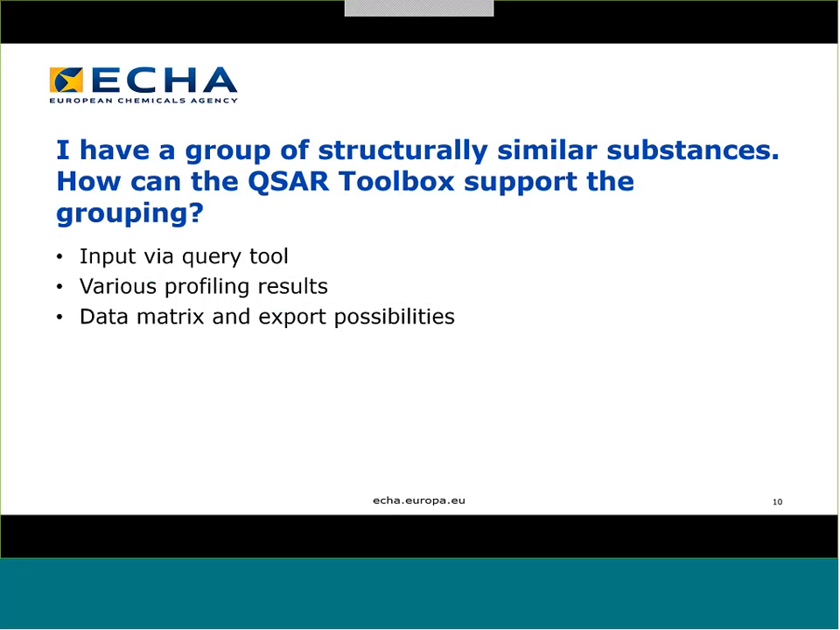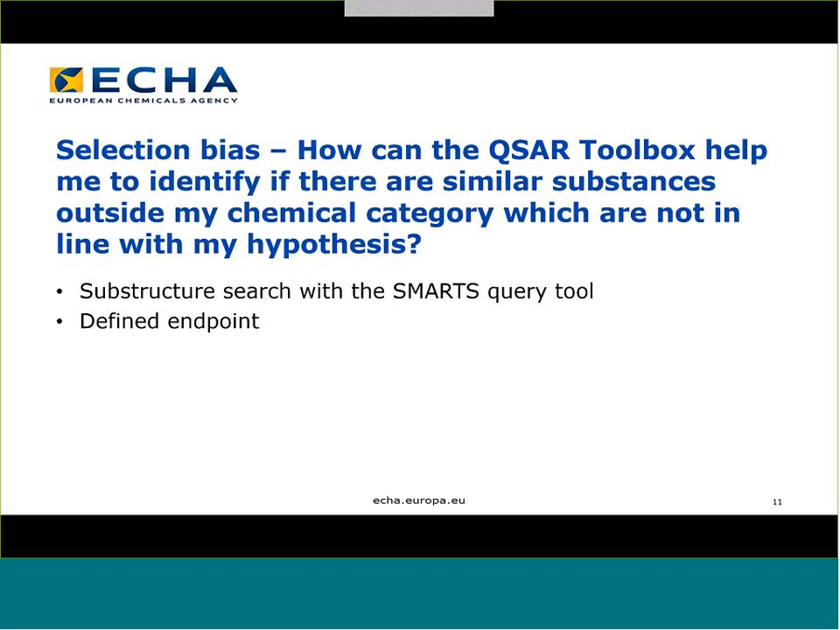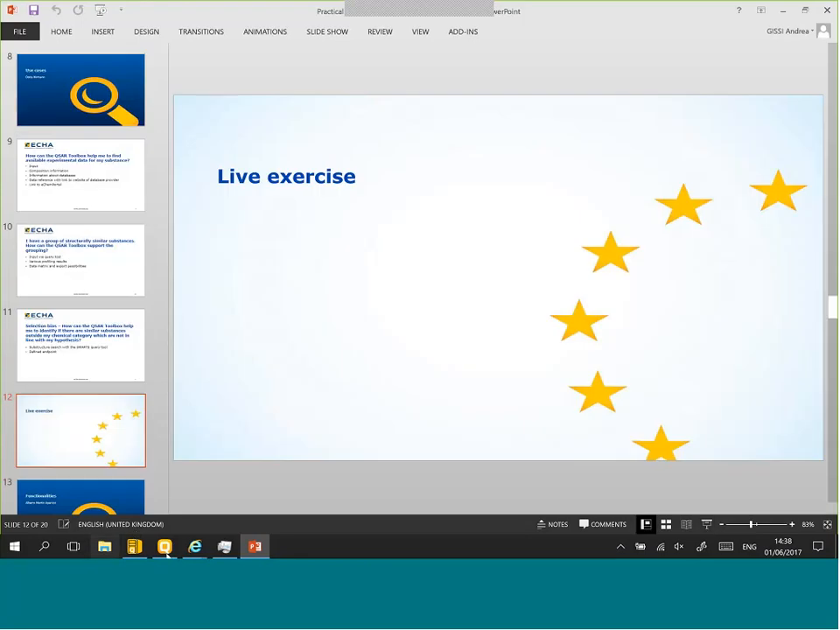In the third example, I want to show you how to check for substances outside a category that you may have in your own portfolio, and to see if the category would still hold. For the example, I'm going to illustrate how a substructure search with the new SMART query tool could work and how you could benefit from the defined endpoint functionality. During my presentation, I will also highlight the new functionalities in the toolbox version 4.0. So now we switch to the live demo, to the QSAR Toolbox 4.0.